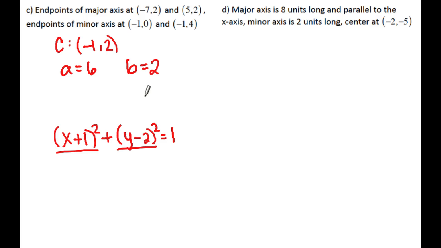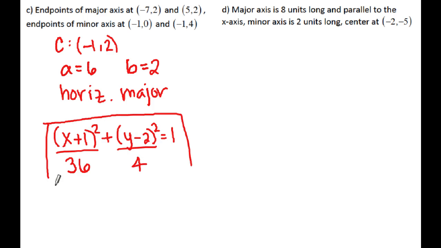Now we need to figure out if your major axis is vertical or horizontal. So if you look at your endpoints of your major axis, it's your x-coordinates that are different. Okay, so your x-coordinates changed. So that means for this one you have a horizontal major, which means our bigger number is going to be underneath the x. So a squared is going to be underneath the x, b squared is going to be underneath the y. And then that is your equation for the ellipse.